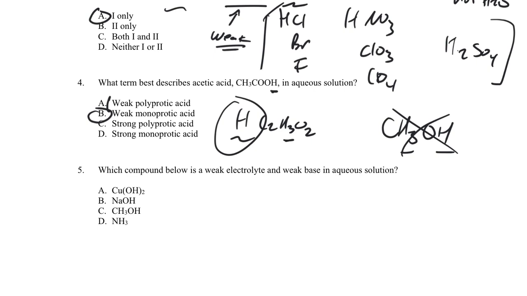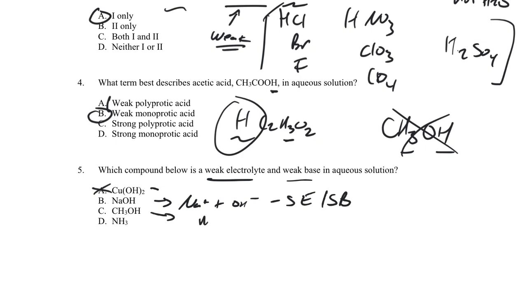Which compound below is a weak electrolyte and weak base in aqueous solution? So weak electrolytes partially dissociate to ions. Weak bases are where that dissociation happens to form OH minus. And so copper hydroxide is insoluble in water, so it's neither an acid or a base in water. Sodium hydroxide completely goes to Na plus OH minus, so this is a strong electrolyte, strong base, because we get the complete ionization of sodium hydroxide. Methanol, we just talked about, doesn't do either acid or base reaction, so this is a non-electrolyte.